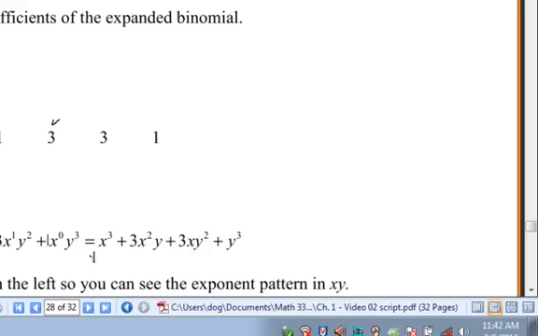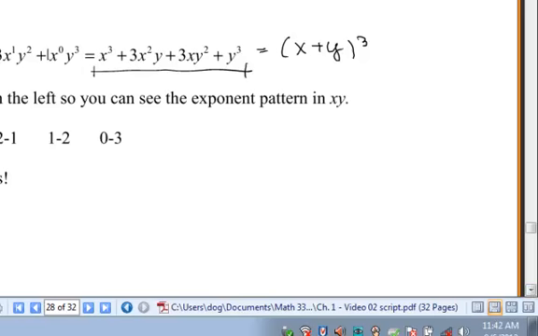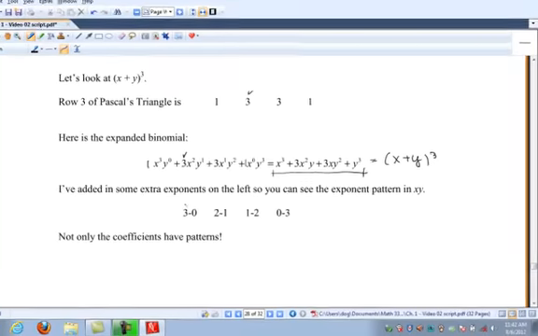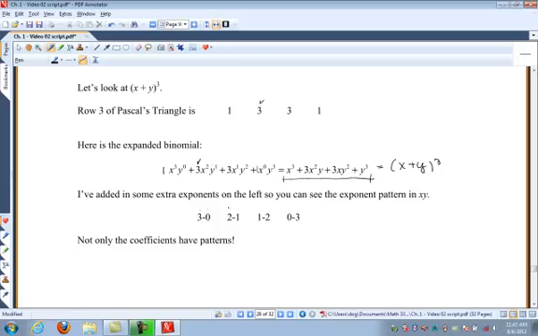So here is the expanded (x + y)^3. I've put in some extra exponents so you can see the exponent pattern in x and y. So not only do the coefficients have patterns, the exponents that are suppressed in the presentation of the triangle have patterns.